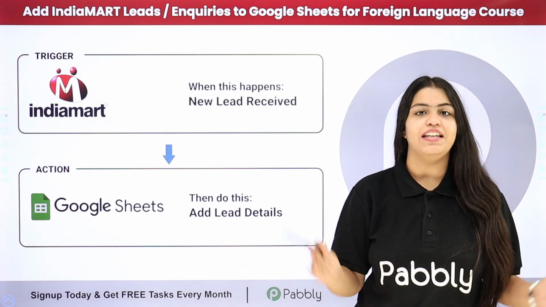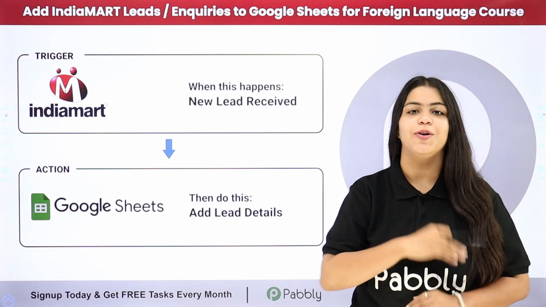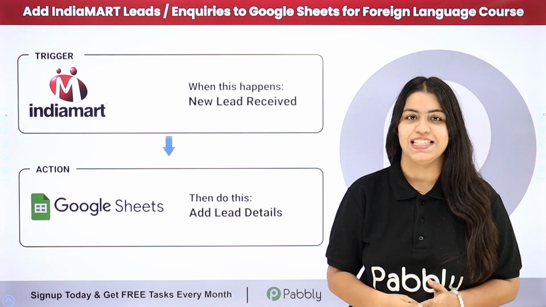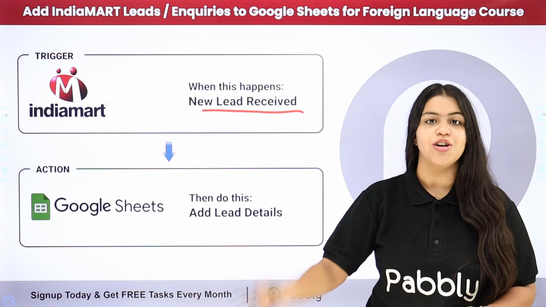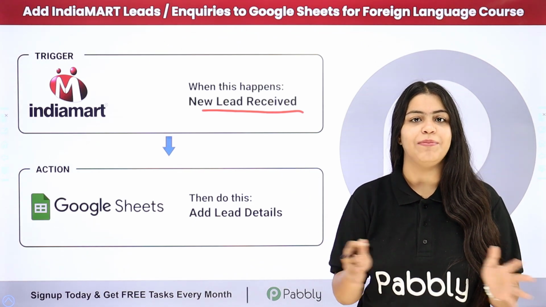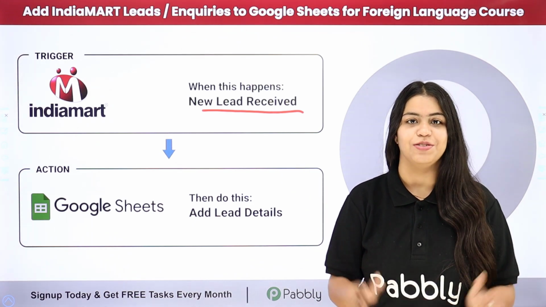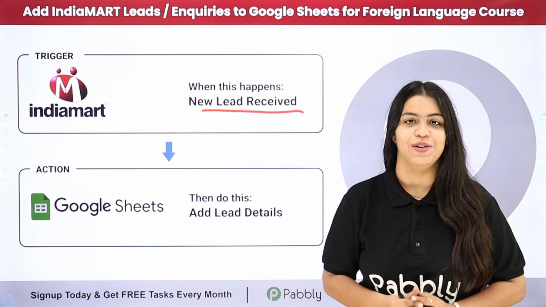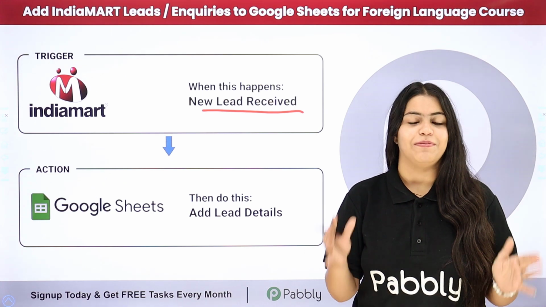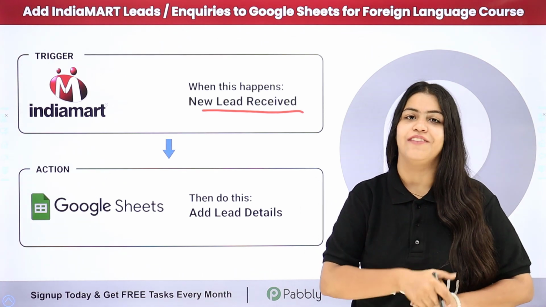So over here I'm running a language training institute and we use IndiaMART to get more leads for our business. So now what I want is that as soon as a new lead is received through my IndiaMART account, automatically with the help of the same lead details, a new row should be added into my Google Sheets. Which means that the IndiaMART lead details should be added to my Google Sheets automatically so that my sales team can follow up quickly and efficiently.